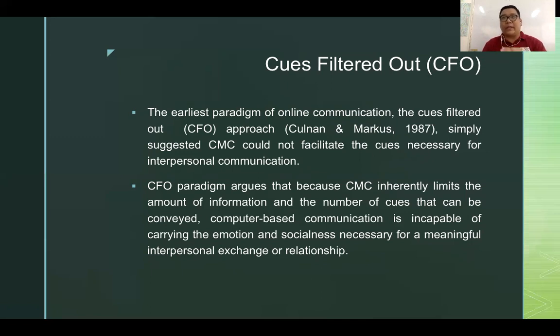And CFO here highlights that computers cannot make these different cues visible during an actual communication. The CFO paradigm argues that because CMC inherently limits the amount of information and the number of cues that can be conveyed, computer-based communication is incapable of carrying the emotion and socialness necessary for a meaningful interpersonal exchange or relationship. Because we know that if it's face-to-face or physical conversation, if it's transactional, then there will really be this socialness.